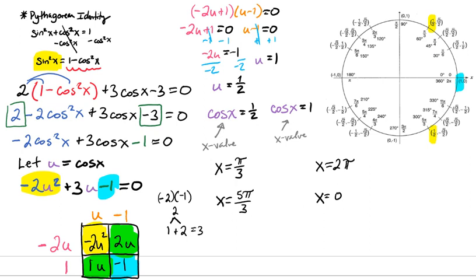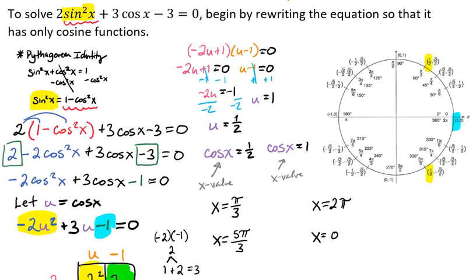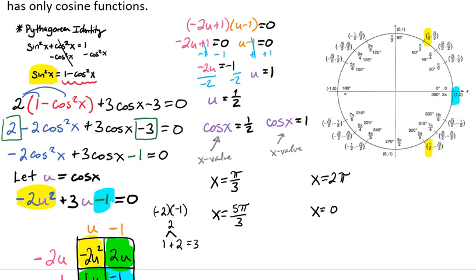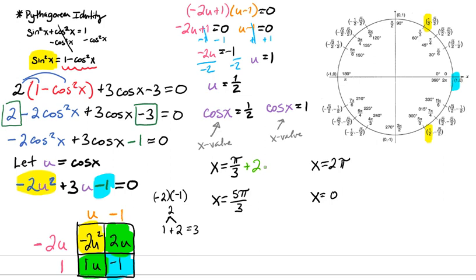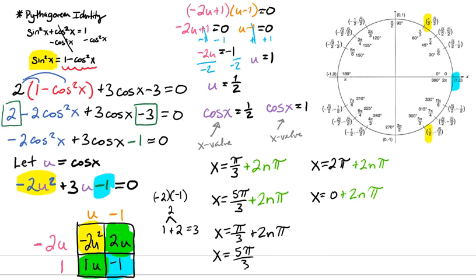Now, because our original problem did not give us an interval, so if we check that out, we see that there was no interval given, which means that this could happen again and again and again. So that means that we need to add our plus 2n pi to each answer to account for each cycle through. Which is going to give us the following answer. x equals pi over 3 plus 2n pi. x equals 5 pi over 3 plus 2n pi.